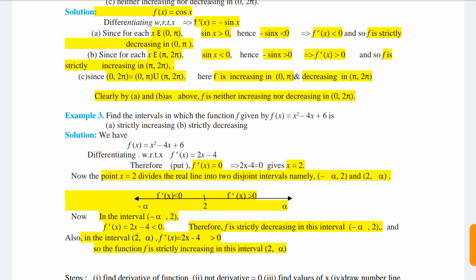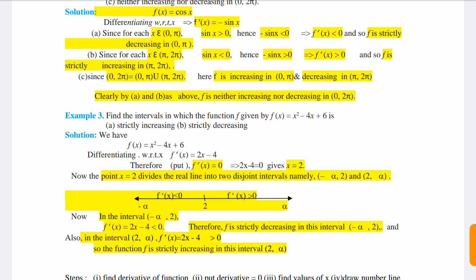Now another example: find the interval in which the function is strictly increasing or strictly decreasing. How will we find the interval? The method is here. First we have f(x) = x^2 - 4x + 6. Differentiating it with respect to x, we get f'(x) = 2x - 4. Therefore, put f'(x) equal to 0.